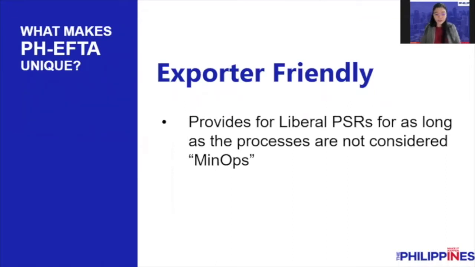For being exporter-friendly, the agreement provides for liberal PSRs for as long as the processes are not considered minimal operations or min-ops. The criteria or requirement for each of the goods is set out in the product-specific rules or PSRs. Minimal operations are processes considered insufficient to confer originating status to a good. Article 5 of the agreement provides for the list of minimal operations.